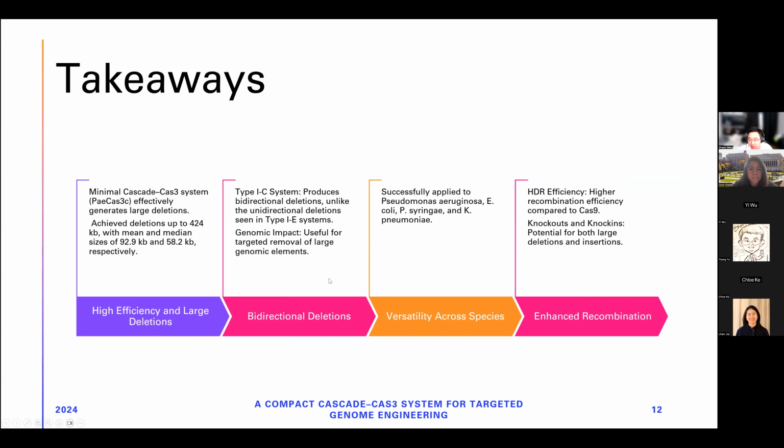It's bidirectional, talked about that. It's versatile because it's worked in P. aeruginosa, E. coli, P. syringae, and K. pneumoniae. And HDR efficiency, meaning that its recombination effect is good, and it can repair the double-stranded breaks, unlike Cas9.